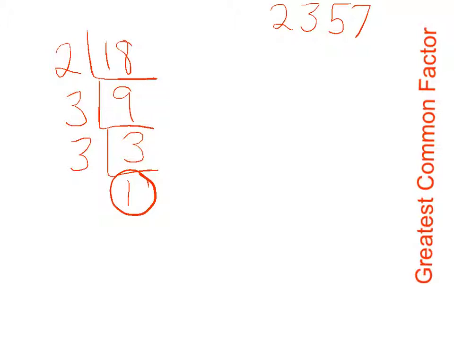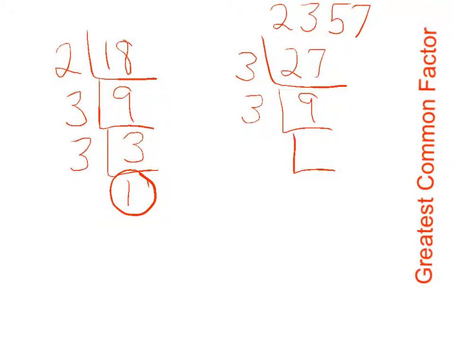Now I'm going to do the same thing with 27. If I look at 27, again it ends in an odd number, so 2 is not going to work, so I'm going to go to 3. 27 divided by 3 gives me 9, and it's going to look a lot like the one to the left. 9 divided by 3 gives me 3. 3 divided by 3 is 1, so it's 1 and done.